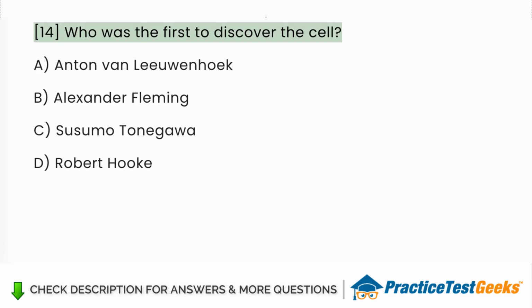Who was the first to discover the cell? A. Anton van Leeuwenhoek. B. Alexander Fleming. C. Susumu Tonegawa. D. Robert Hooke.